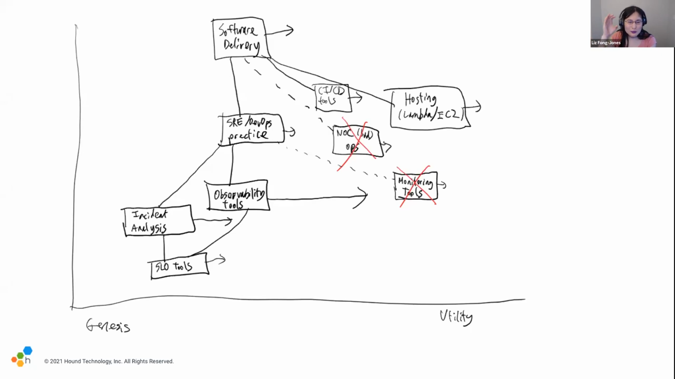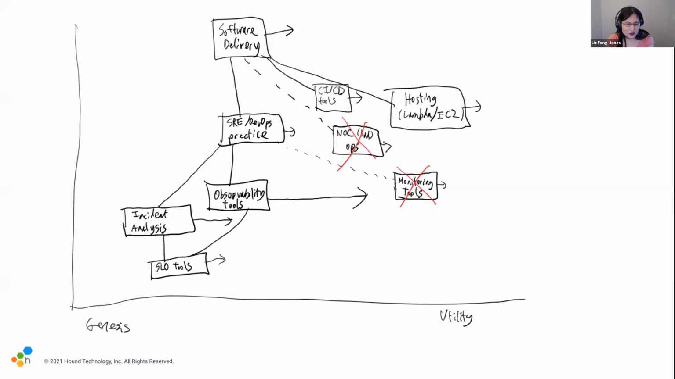So some of the things that have become utility or commodities and standardized things, they're not helping us. But the things that we do think are helping, right? Like from most mature to least mature, CI/CD tools, right? Everyone knows you need to be able to deploy your software to production consistently, whether you're using TeamCity or Circle CI, right? It doesn't really matter. There are a variety of tools that can do that for you.